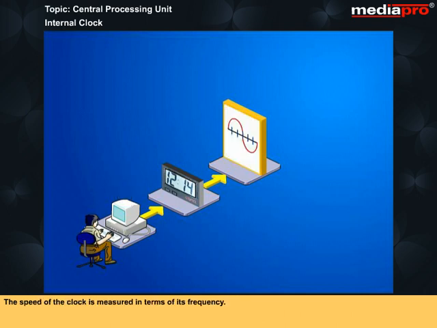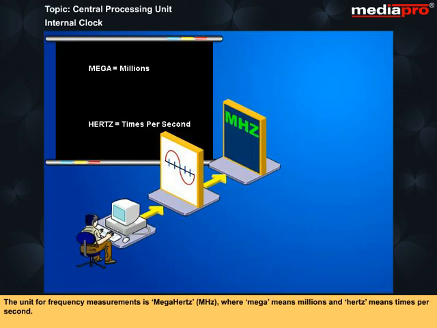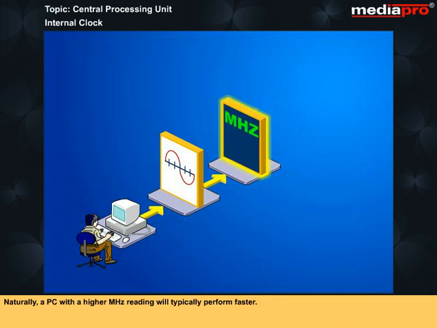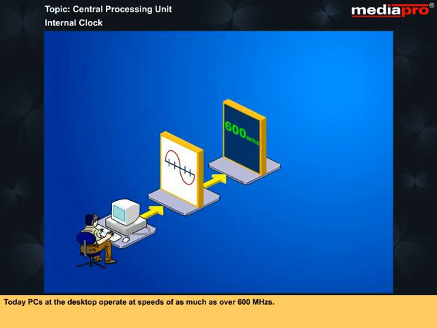The speed of the clock is measured in terms of its frequency. The unit for frequency measurements is megahertz or MHz, where mega means millions and hertz means times per second. Naturally, a PC with a higher MHz reading will typically perform faster. Today, PCs at the desktop operate at speeds of as much as over 600 megahertz.